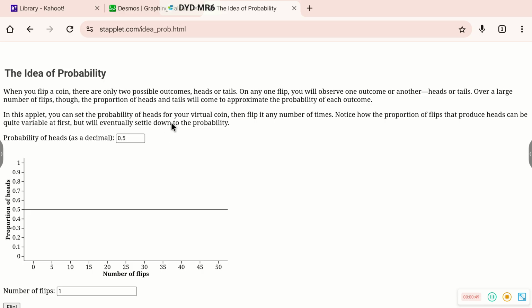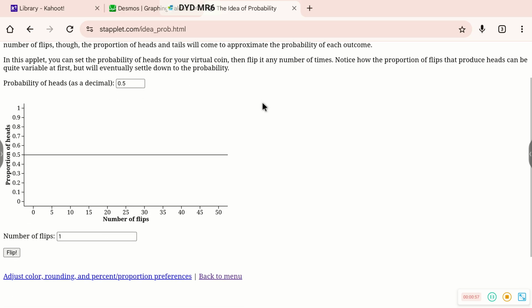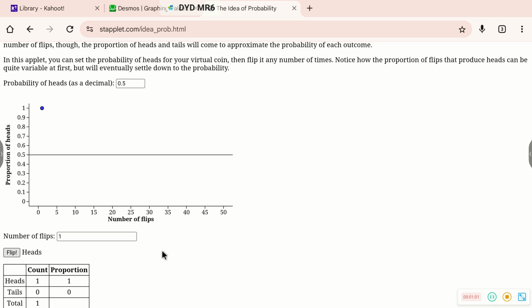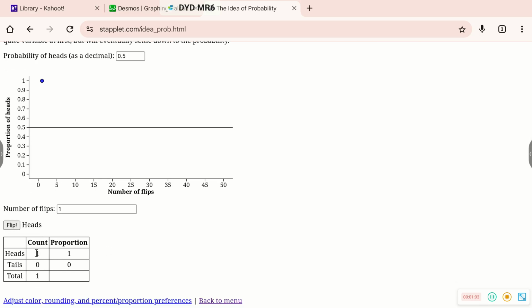All right, so we're going to set the probability of heads for our virtual coin, so 50-50, and we're going to flip it, and then we're going to see a table underneath. So here's my first flip. My first flip lands on heads, so I have one head, zero tails, so 100% heads. I flip again. Now I get tails. So I have one head, one tail, and the proportion is 50-50 each.